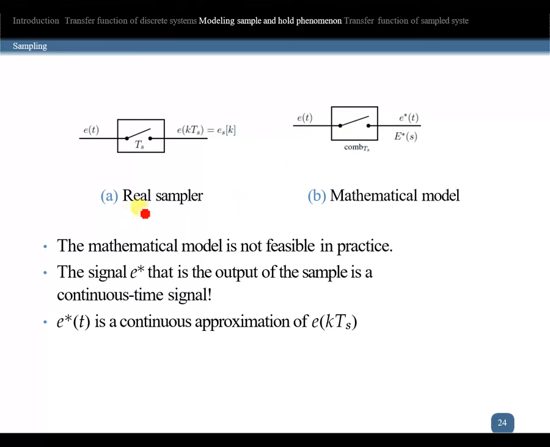Now, in the real sampler, it's easy. You take e(t) and take the sample, which becomes e(kTs), equal to e sample of the signal. In mathematics, you write e(t) to take the sample, and you can write e star of t. If you take the Laplace transform, e(s) here becomes e star of s with the sample. Be careful: e(kTs) you can rewrite as e sample k, which is equal to e star of t in the mathematical model.